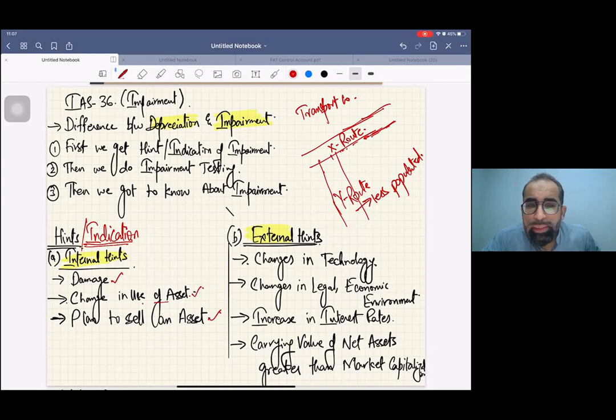So this is also a hint of impairment. Okay. Just a hint. I'm using the word hint, only hint. I'm not saying it's impairment. It's a hint of impairment. Okay. One more thing I tell you.